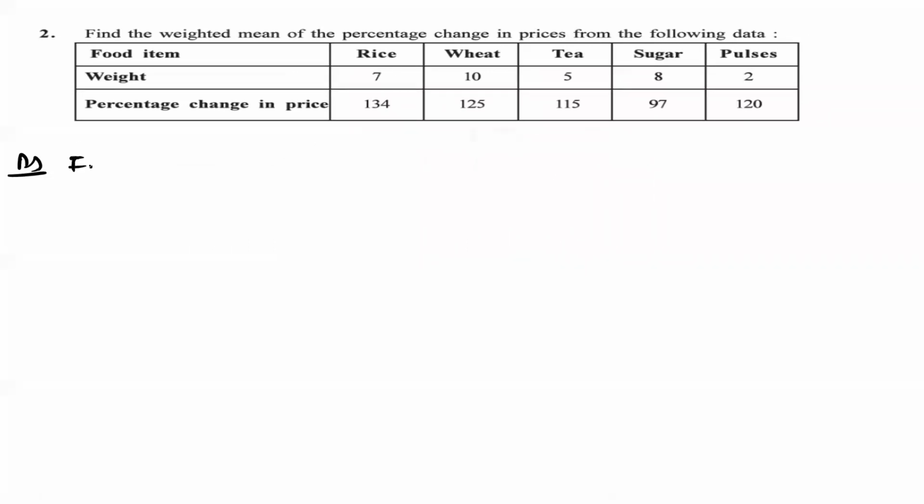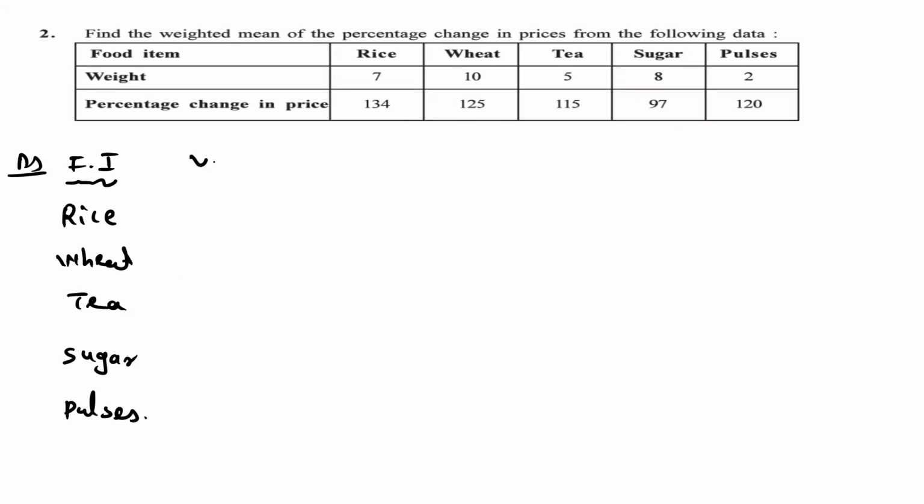Let's start with the food items: rice, wheat, tea, sugar, pulses. Then comes the weight.